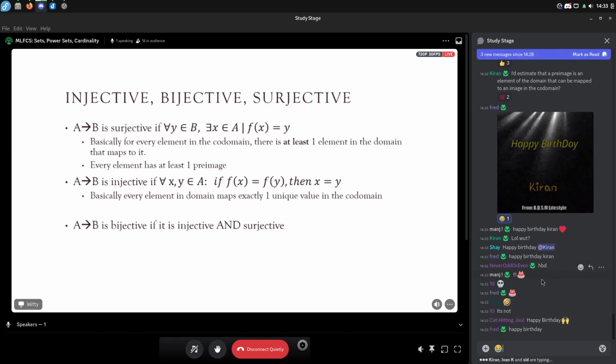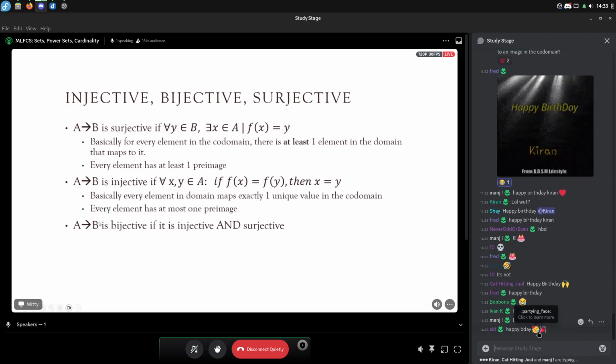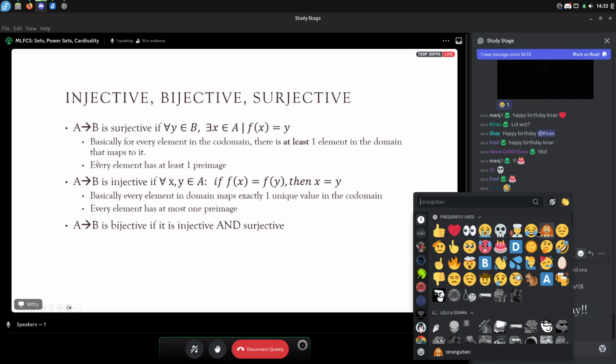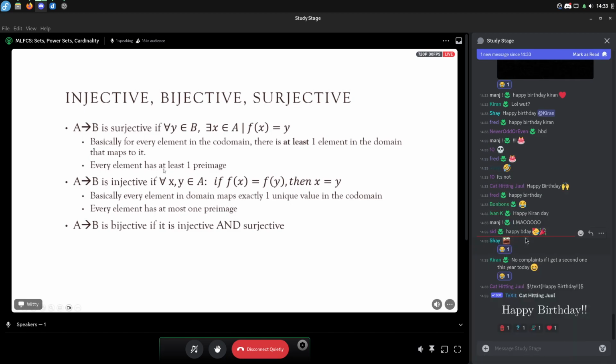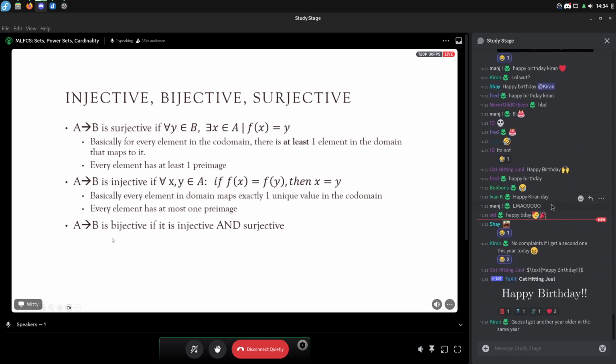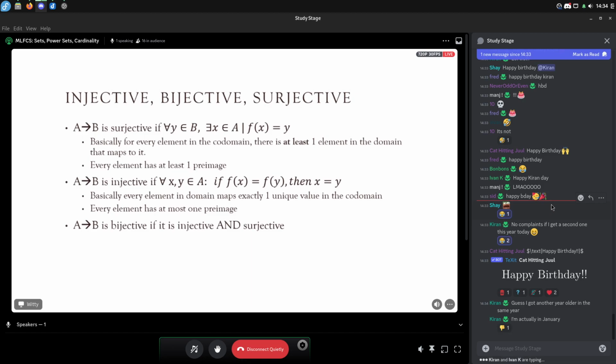All right, so basically, every element in the domain maps to one unique value, and an easier way to remember it is every element has at most one pre-image. The previous one, surjective, was every element has at least one pre-image, whereas injective is every element has at most one pre-image. That's an easier way of thinking about it. Cool. Once we have surjective and injective established, we can move on to bijective, which is both injective and surjective. If a function is both injective and surjective, then we call it bijective. It's the intersect of injective and surjective.